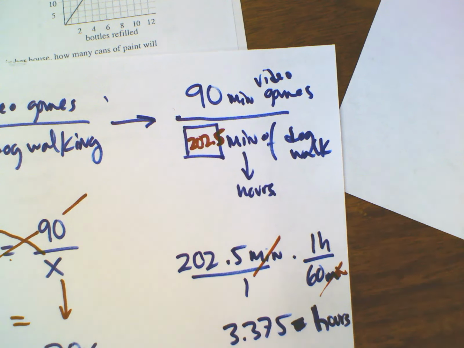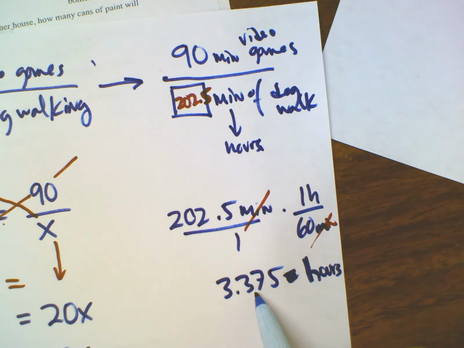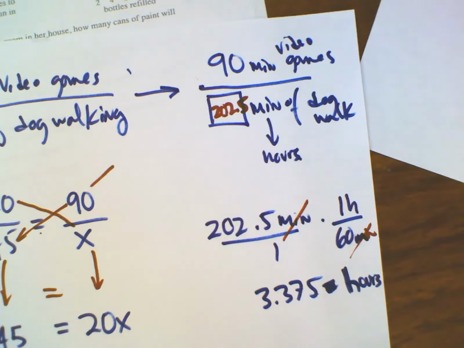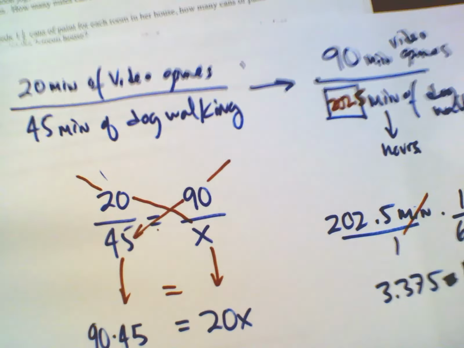So 3.375, or 3 and 375 thousandths of an hour. So that's how many hours he has to walk the dog to get that 90 minutes of video games. All right. So that's my answer there for that problem. All right. Thanks.